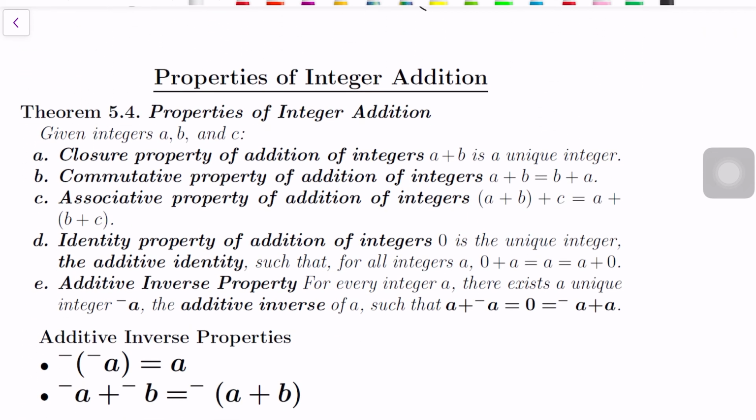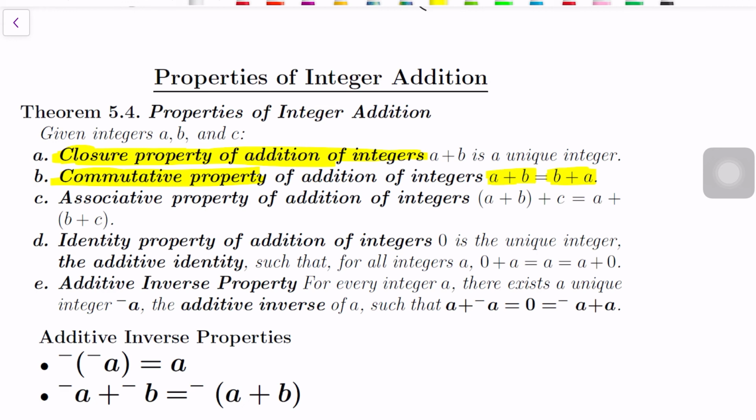I'm not going to go through that, but I want to mention that we have the same rules we had for addition of whole numbers. So closure property: whenever you add two integer numbers, the solution is an integer number as well. You have the commutative property, meaning the order in the addition doesn't matter. A plus B is the same as B plus A.